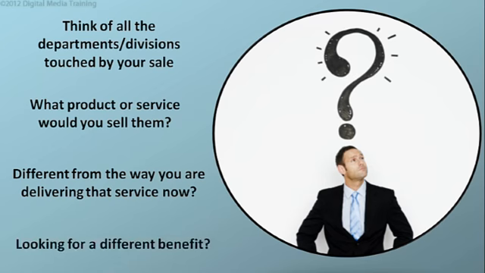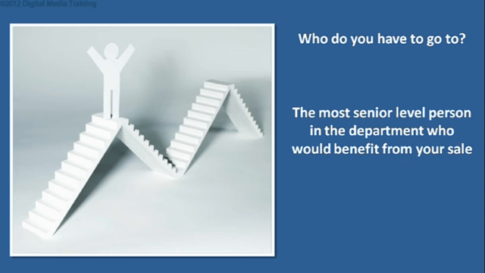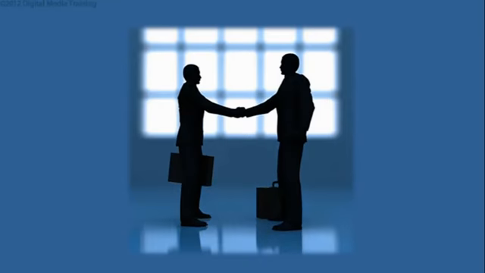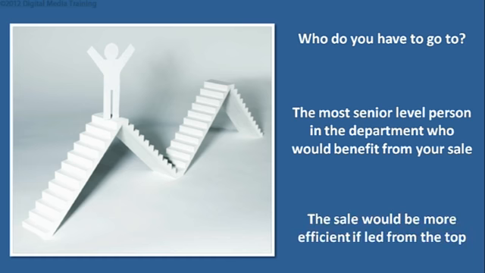Now I want you to imagine going to the top. In other words, if you were to really try to get that sale from that division or department, who would you have to go to? And my guess is you'd have to go to the most senior level person in the department or division who would benefit from your sale. Not necessarily the person that you're accustomed to selling it to, but the person that would benefit from it, who has a senior enough position, can bring in your service or product if it in fact might be used in solving some problem that they're facing. So let's think about who the most senior level person is, as the sale would be more efficient if led from the top.